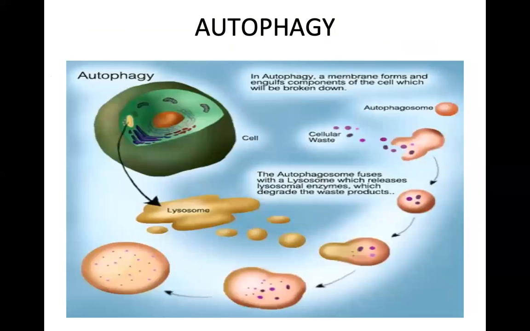Next is autophagy. Autophagy is self-eating, di ba? A membrane forms and engulfs components of the cell which will be broken down. So yung process, autophagosomes form around cellular waste and fuse with the lysosomes, which release lysosomal enzymes and degrade the waste product.